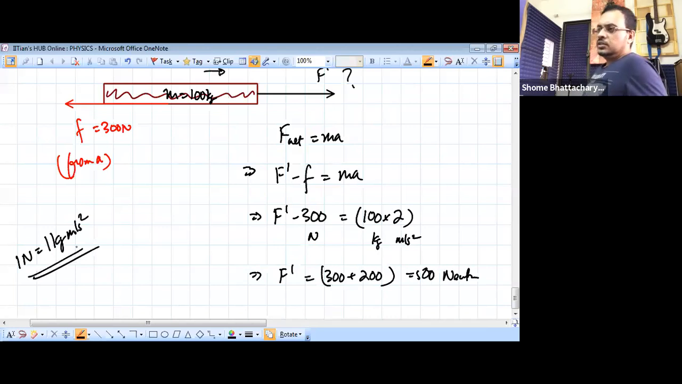Okay, so we are using SI units on both sides. Yeah, I'll explain the first part again.